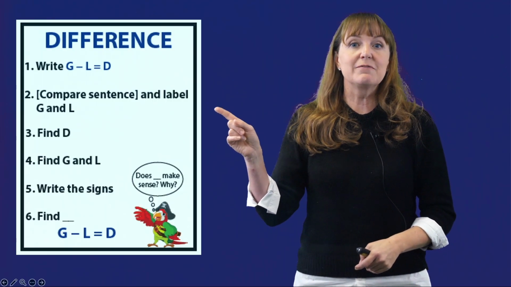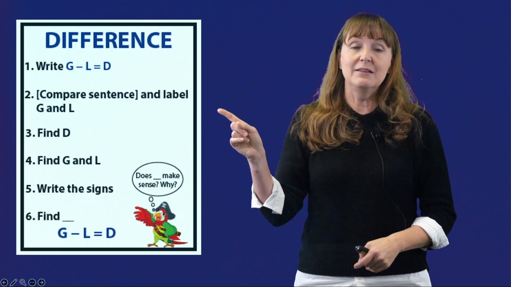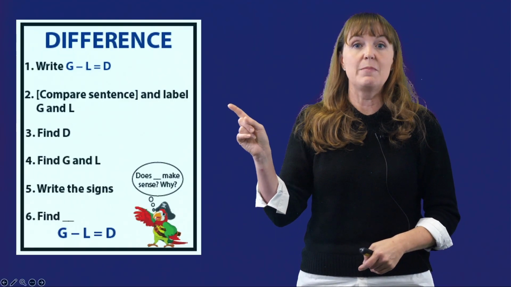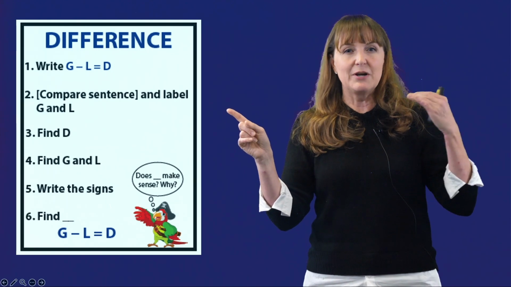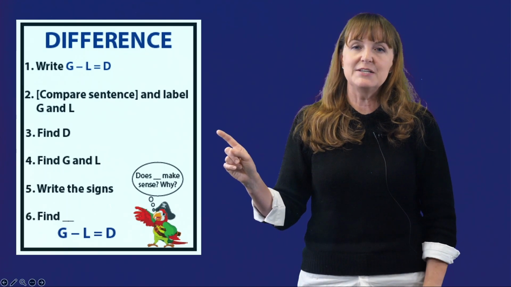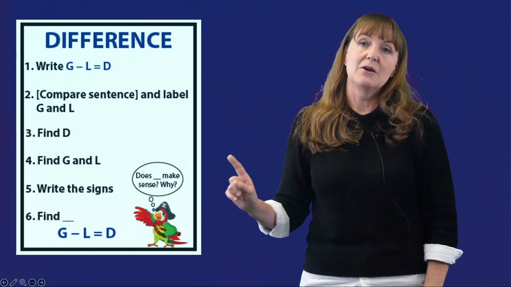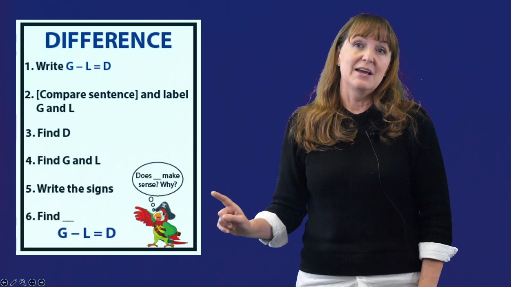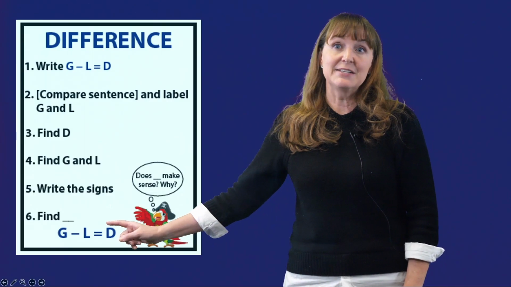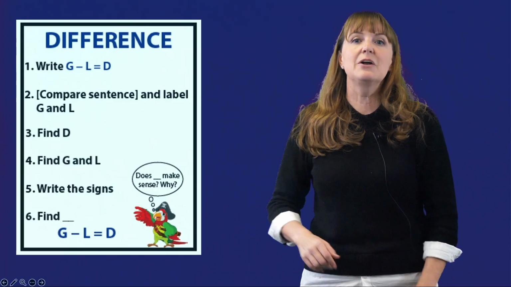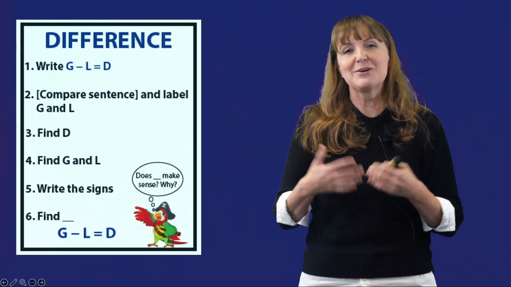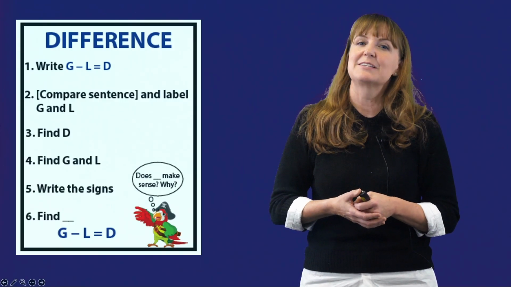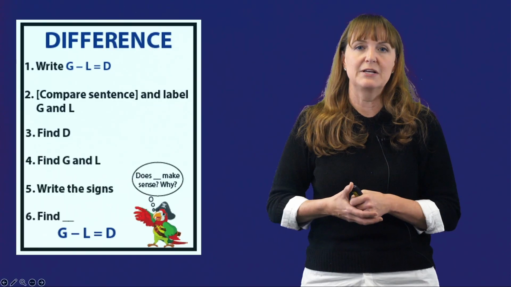Then we ask students to focus on the compare sentence and label what's the greater and lesser amounts in the word problem story. And then once they know what the greater and lesser amounts are, then it's pretty easy to figure out what D is, what's the greater and lesser amounts, and then they can write in the signs. Here it would be the minus sign and the equal sign. And then they go ahead and solve for the unknown to find, in many cases, what is the difference, but in other cases, like I talked about, could be the greater and lesser amounts.